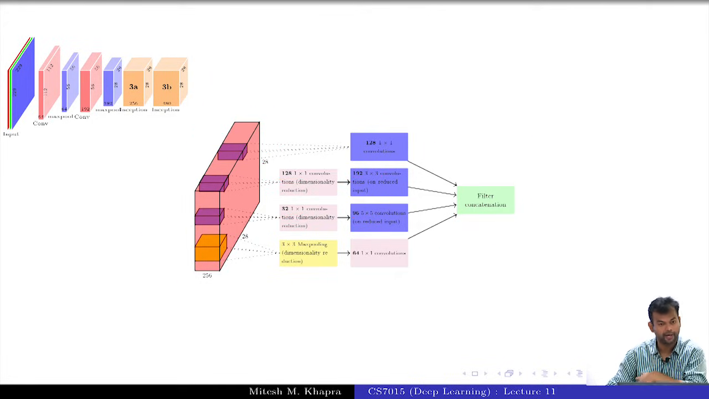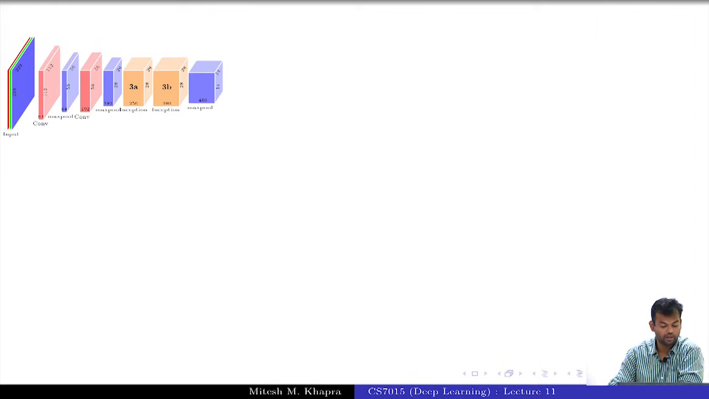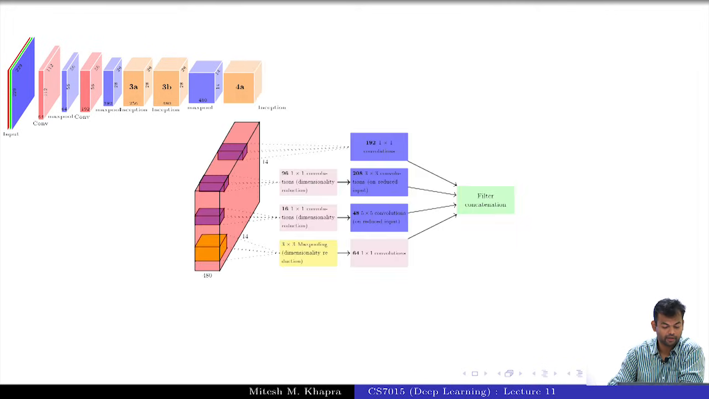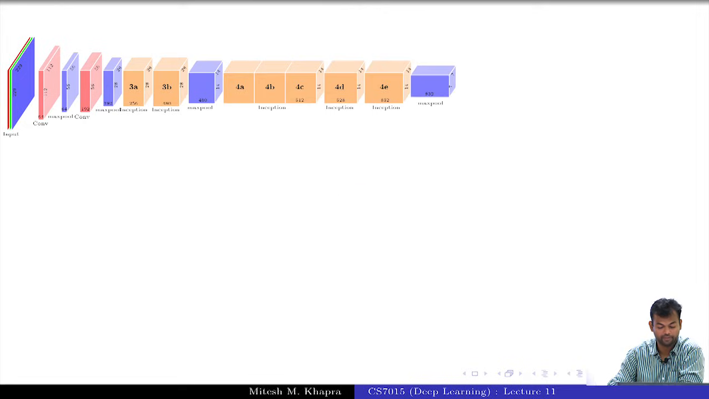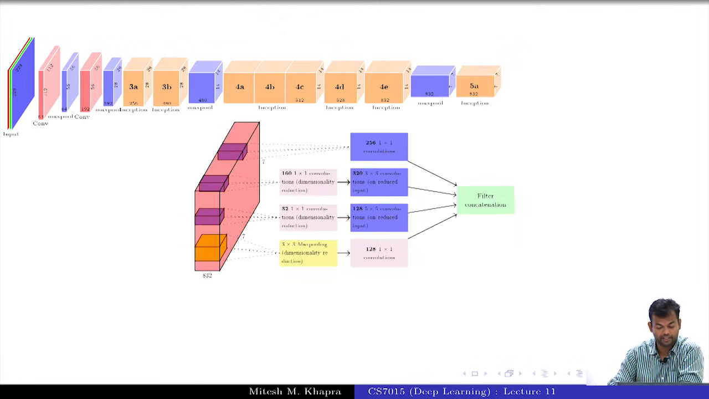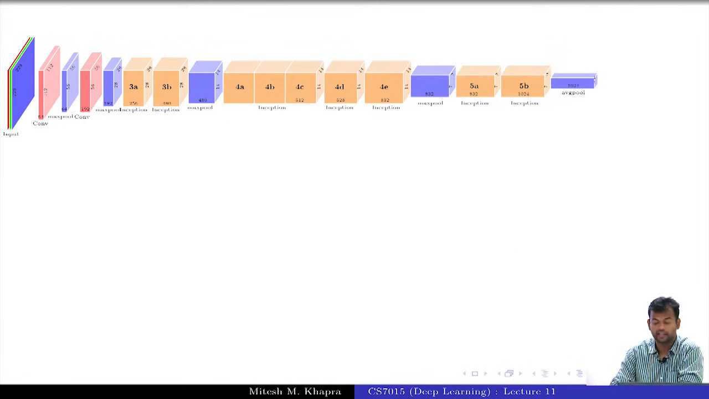This is again followed by another Inception module which has a different configuration, followed by max pooling, then again a few Inception modules, in fact 5 of them, again max pooling, then Inception, and this is the other interesting idea that they came up with.